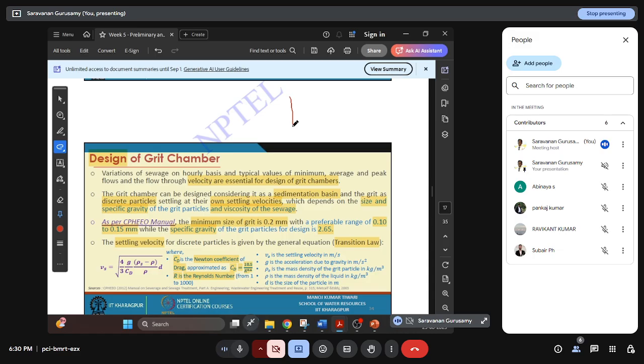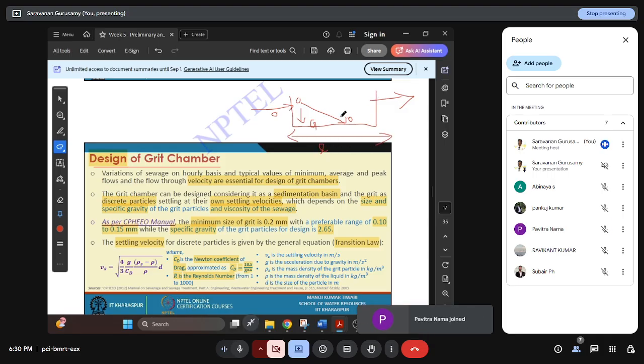How the grit chamber works: the water is coming in with the solids. Before it leaves, the solids should settle, right? That's the principle. The solids will settle based on gravity. So that's the principle of the grit chamber. The particle should settle on its own by gravity before the water leaves the tank. So it should pass this much length and settle this much height. Based on this factor we can design the tank.